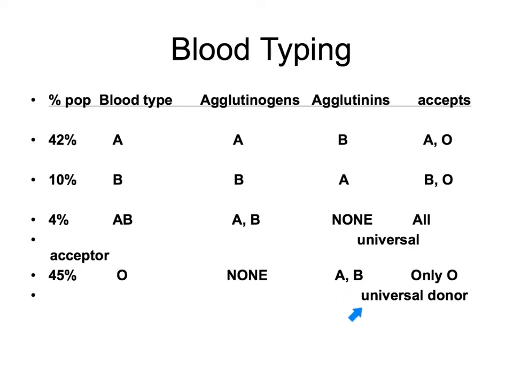It is a universal donor, and so as we look at A blood, A can receive A and O, B can receive B and O, AB can receive all, and O can only receive O. You need to study and know this chart for the lab practical.